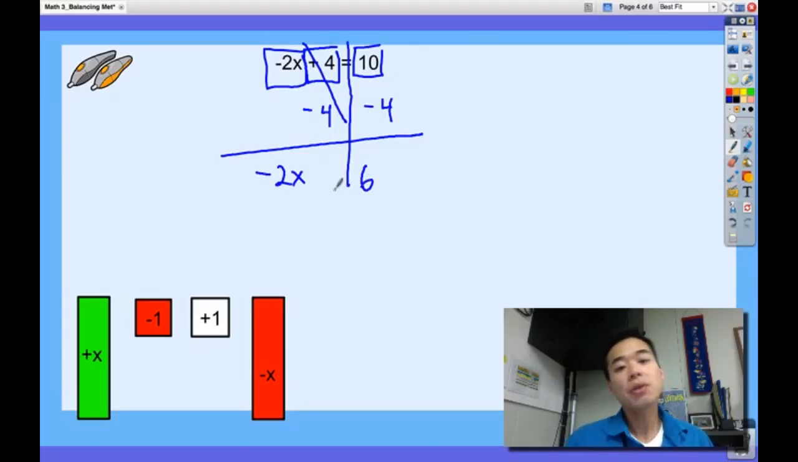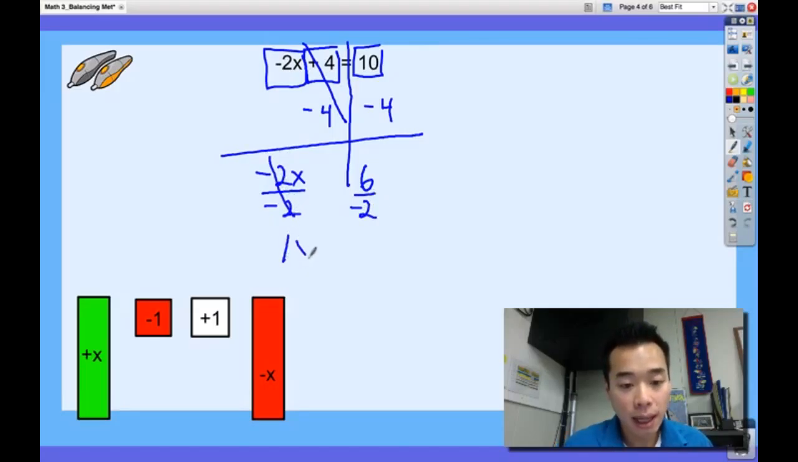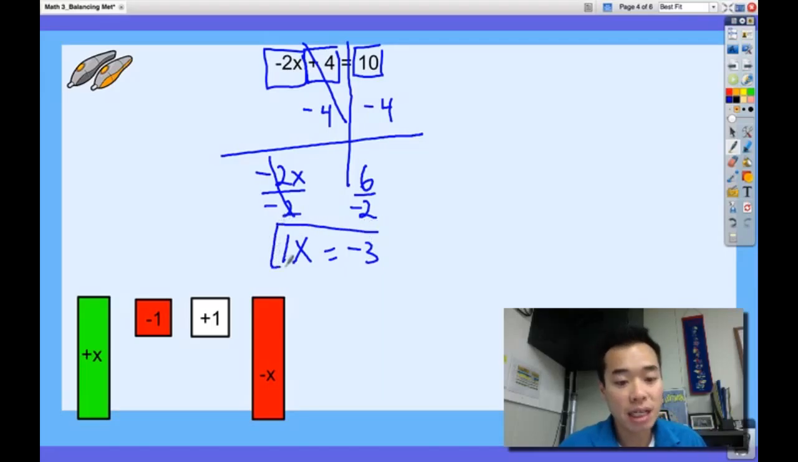Now I have 10 minus 4, which is 6. Now, what can I do to negative 2x to make that a positive x? Since this is multiplying by negative 2, the opposite, like the do-undo table, is dividing by negative 2. So I divide by negative 2. This becomes a positive 1x, or just x, equal to 6 divided by negative 2, which is negative 3.